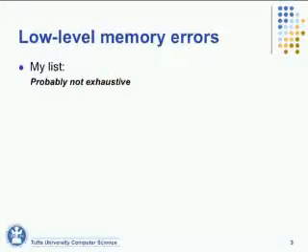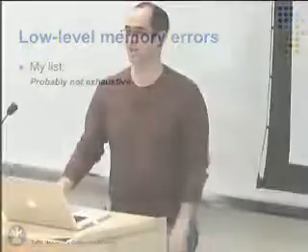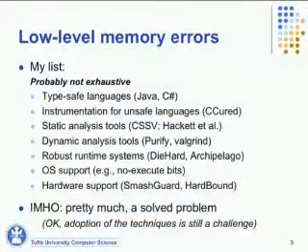Okay, so I made a list, I'm sure not exhaustive, but here's what I came up with. Obviously there's type-safe languages, Java and C#. There's instrumentation for unsafe languages, so things like CCured. There's static analysis tools, so CSSV, and there's a paper from here, but I didn't have a nifty name for the system. Yeah, Montevier, and dynamic analysis tools, right? Robust runtime systems. I'm sure you're familiar with these. OS support. There's some hardware things.